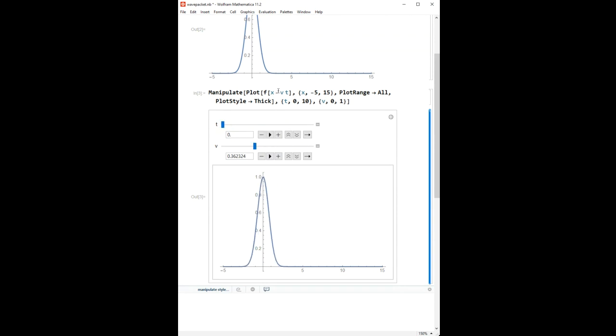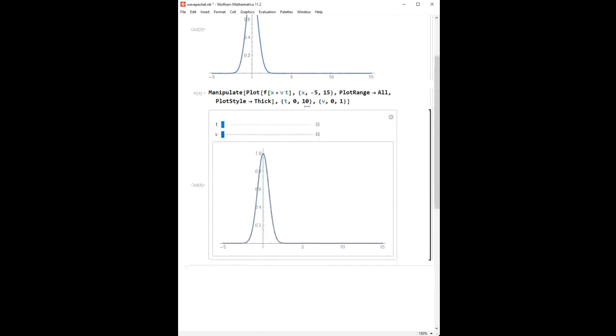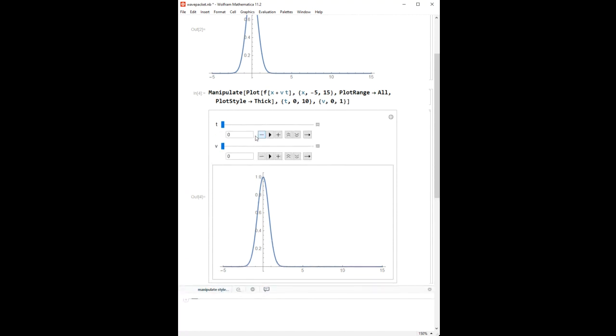I'm going to go back up here, and let's change the sign right here. Reevaluate it, give it v going like this, and start the time going, and what happens? It goes off in the other direction when I change this to a plus vt. Cool.